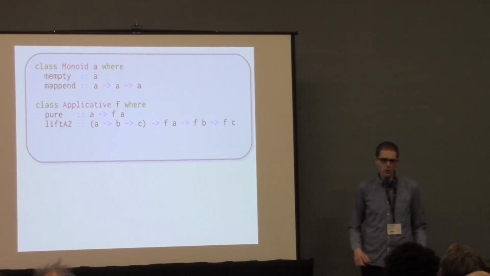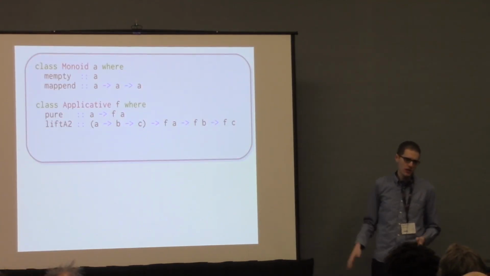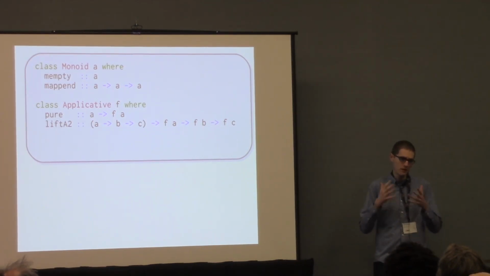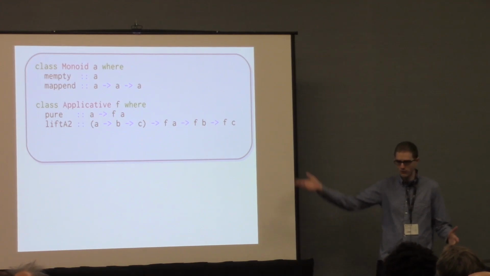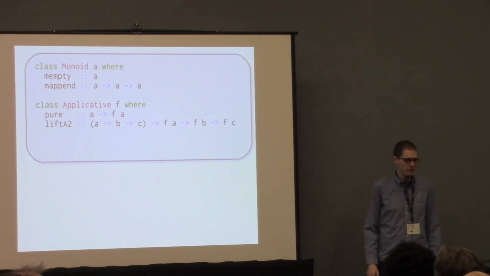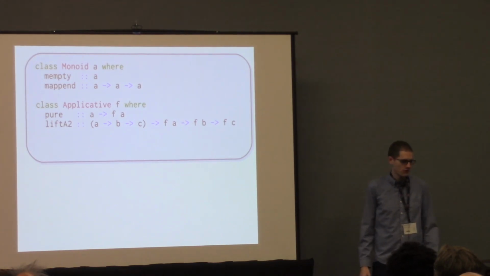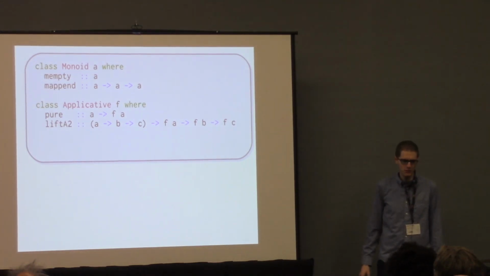So I'll motivate this example with two type classes: Monoid, which describes how to algebraically build up and combine things, and Applicative, which is a particular way of sequencing effectful actions. And I know here I'm going to be using this pure and liftA2 formulation of Applicative. You'll see why in a bit.